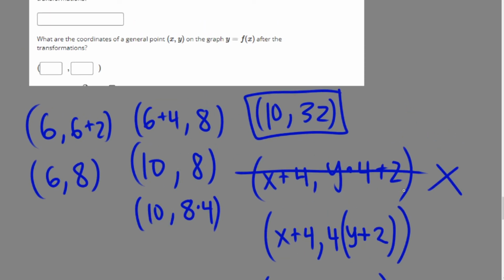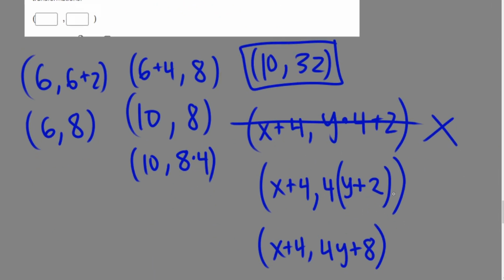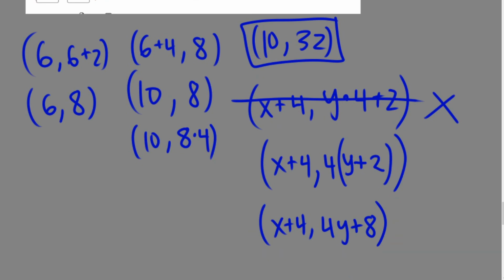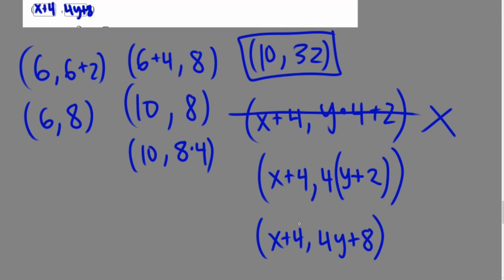Now that's tricky. You got to keep an eye out for that because that throws people off a bit. So our general transformation will be x plus 4, and then it will be 4y plus 8. You got to distribute that 4 throughout the thing.